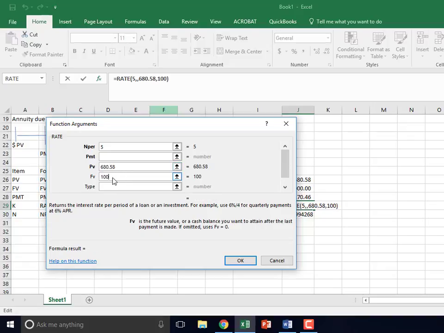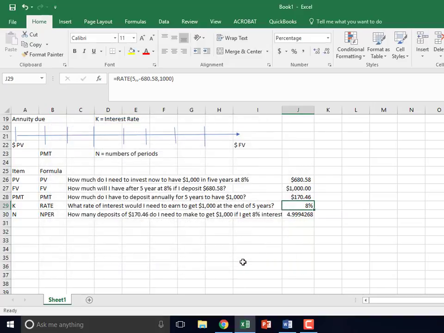The future value I want is $1,000. I have to make one of these negative. It doesn't matter which one. I'll make the present value negative. So what interest rate do I have to get $1,000? And it will come up with my 8%.